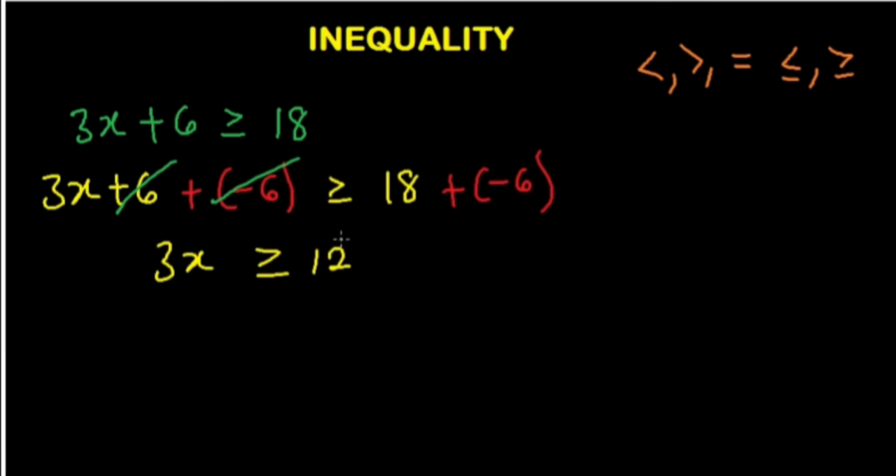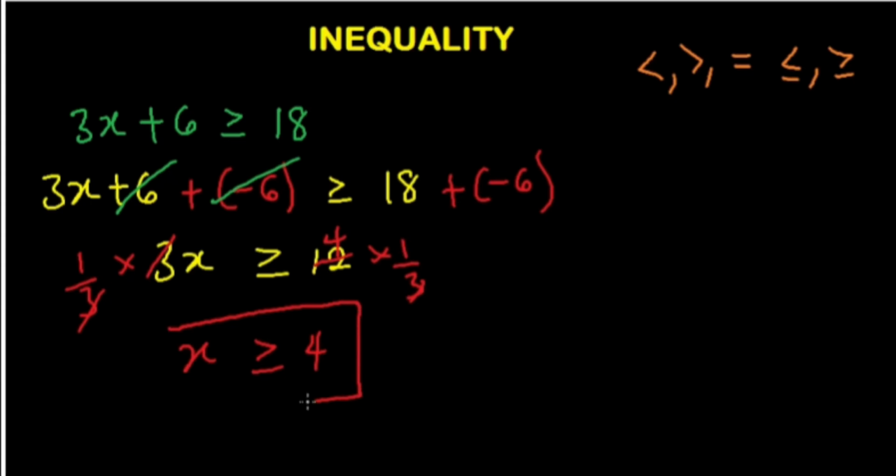Some of you will still be thinking divide by 3. No, this is not an equal sign, this is greater or equal. So what you need to do is to multiply both sides by 1 over 3, the inverse of 3. So I'll multiply this by 1 over 3, multiply this by 1 over 3. So this cancels this one. I have x greater or equals to, this is 4, and that's 4. That's how to do this one.